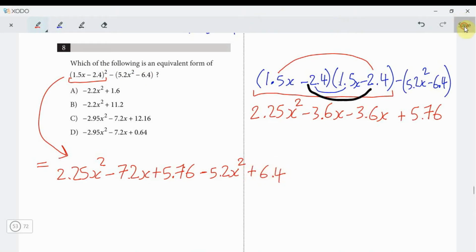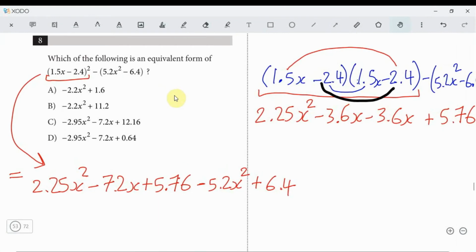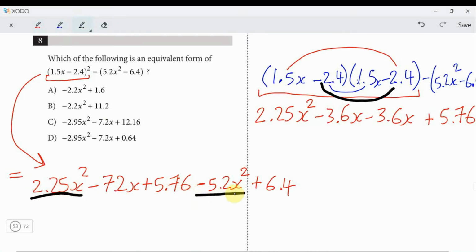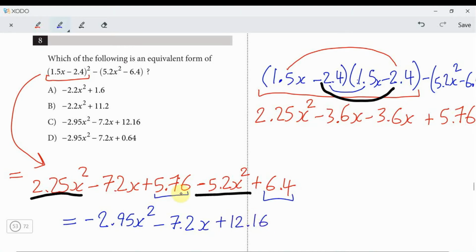Right? And so what we get now is, all you need to do is just simplify like terms. We notice we have a 2.25x squared and a minus 5.2x squared. So when we simplify that, we get minus 2.95x squared minus 7.2x, and then 5.76 plus 6.4, that's plus 12.16, right? That's option C.